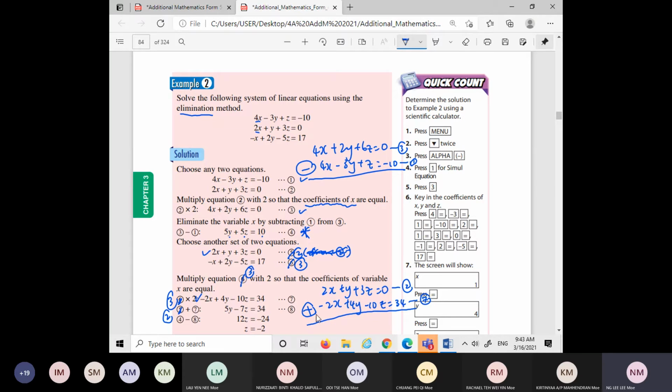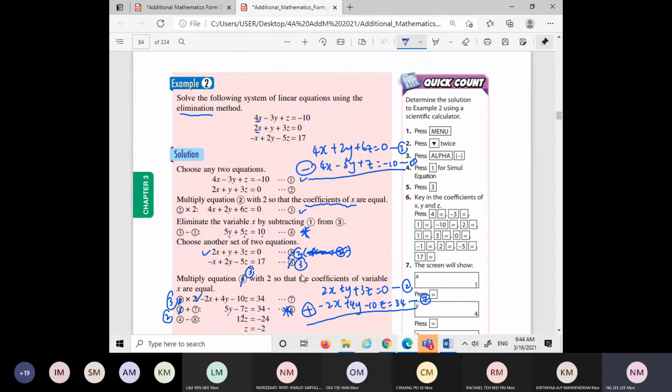Okay, so 2x plus minus 2x, you get 0 here. So y plus 4y is 5y. Okay, then 3z plus minus 10z, you get a negative 7z. Okay, and then 0 plus 34, you get 34. So again, this one you have to bear in mind. Now this and this, the ones I put a star at the side, these two are your lower form, y and z. So now there is no x already, only y and z, and you will solve them simultaneously.